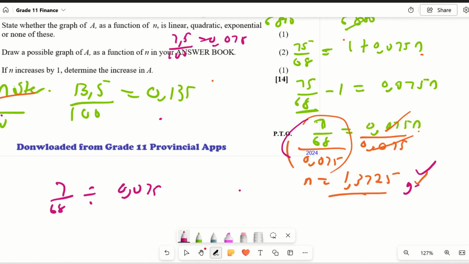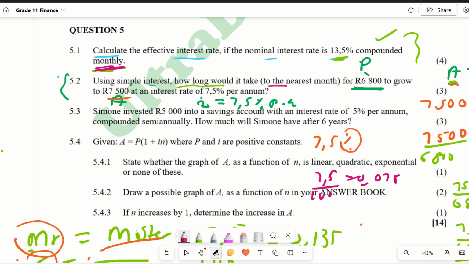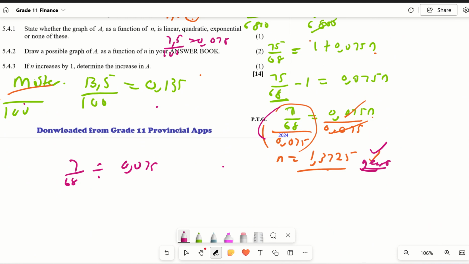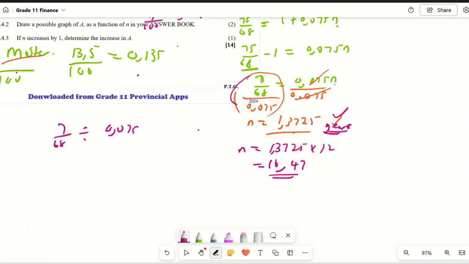So this is in years. Remember, our question asks us to put it in terms of months. If you have 1 year and you want to move to months, you multiply it by 12, so it's going to be 12 months. So you have 1.3725 years, you want to convert that to months, you just multiply it by 12 as well. Multiply that by 12, you get 16.47. So that means this person invested 6,800 at an interest of 7.5% for 16.47 months.